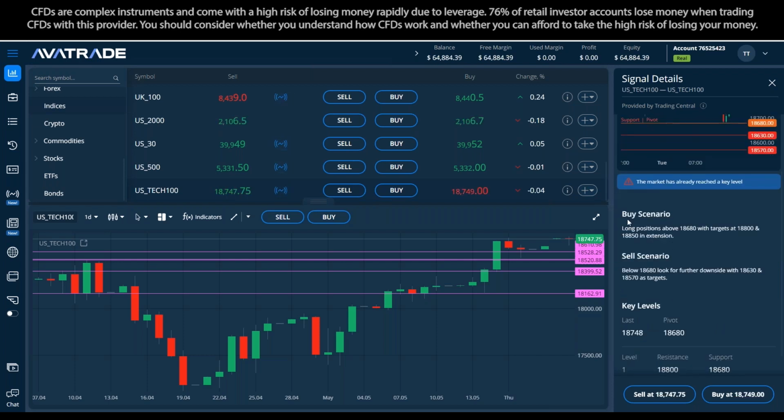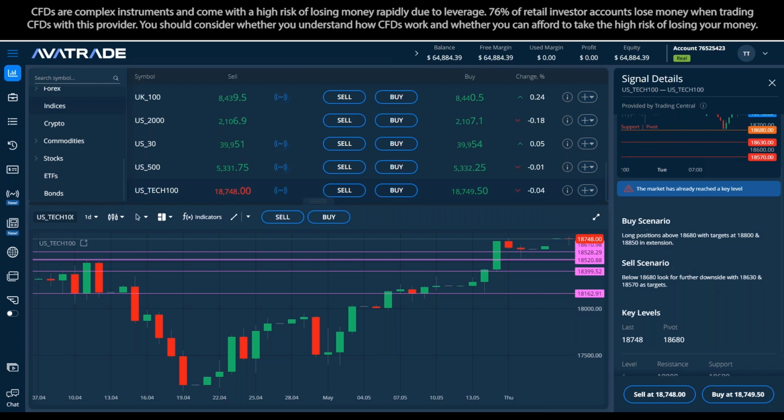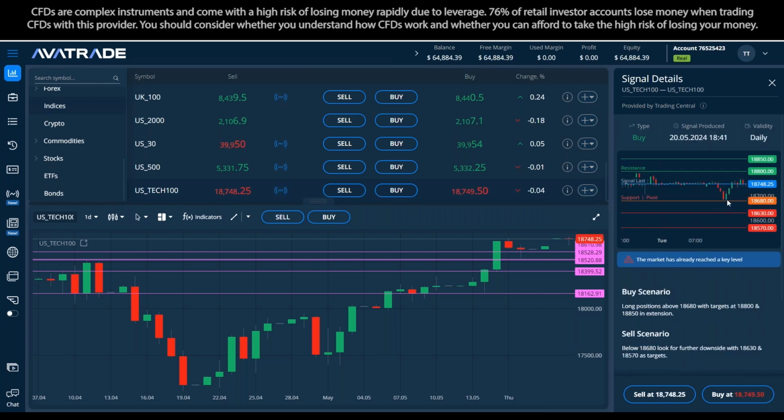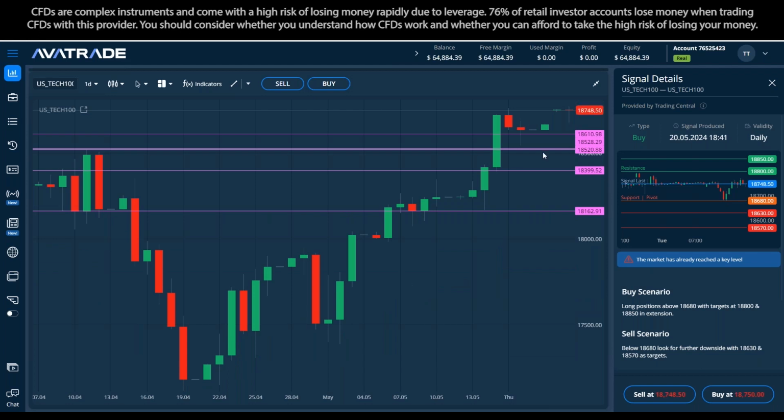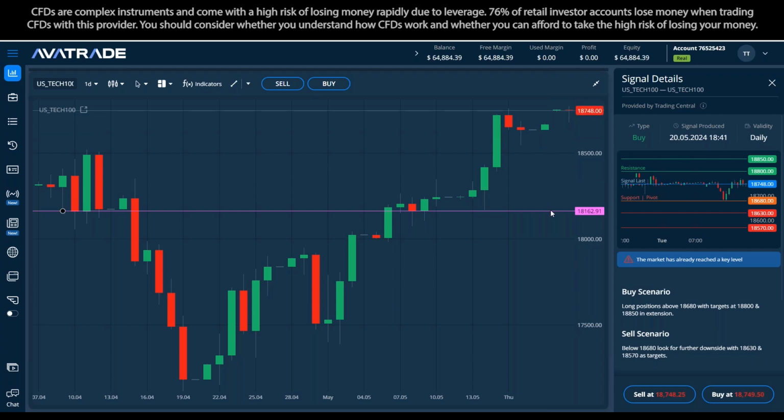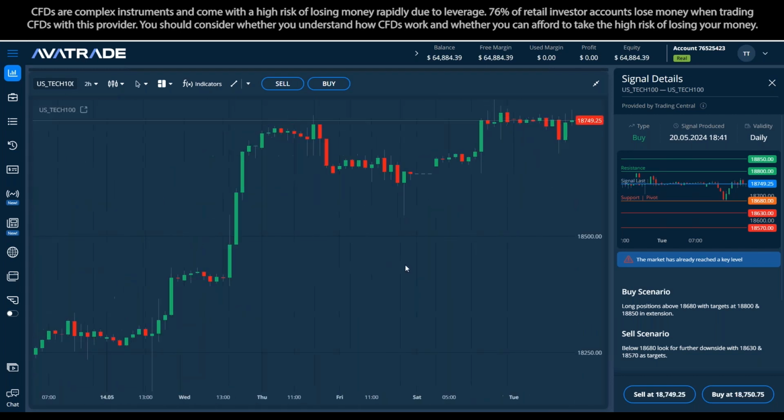Okay, and that's the way these signals from Trading Central work. They give you the preferred scenario and then a backup scenario if the pivot line is broken. Here, tested but not broken. So if we want to expand this chart and take a look at the current price movement, we'll get off the one-day candles. Let's go to something smaller, maybe 2 hour.